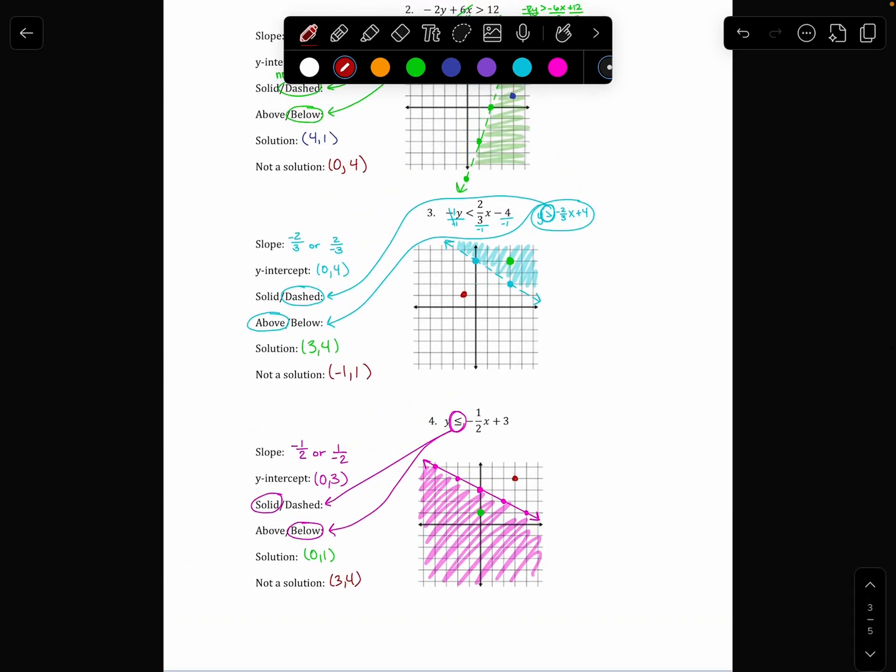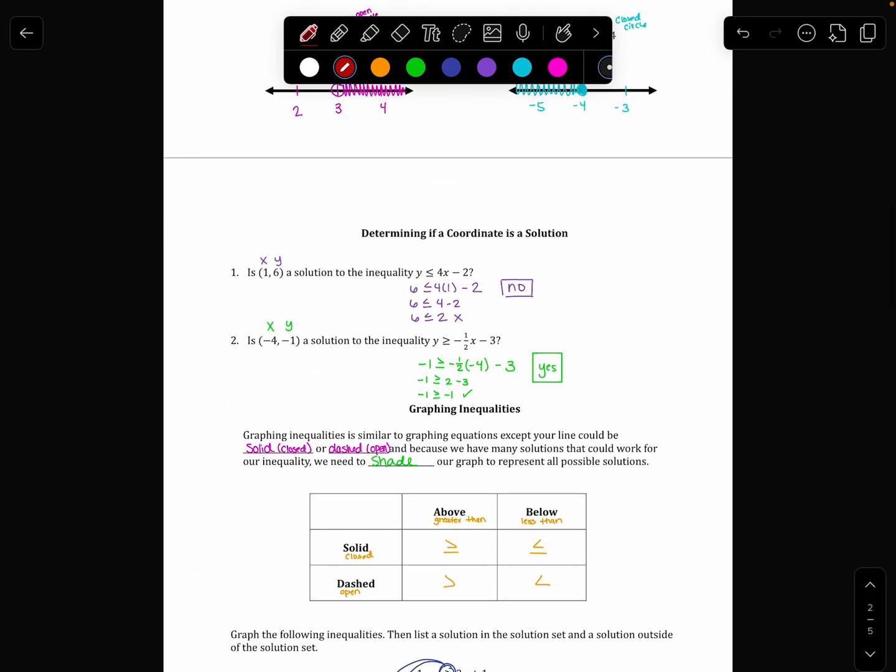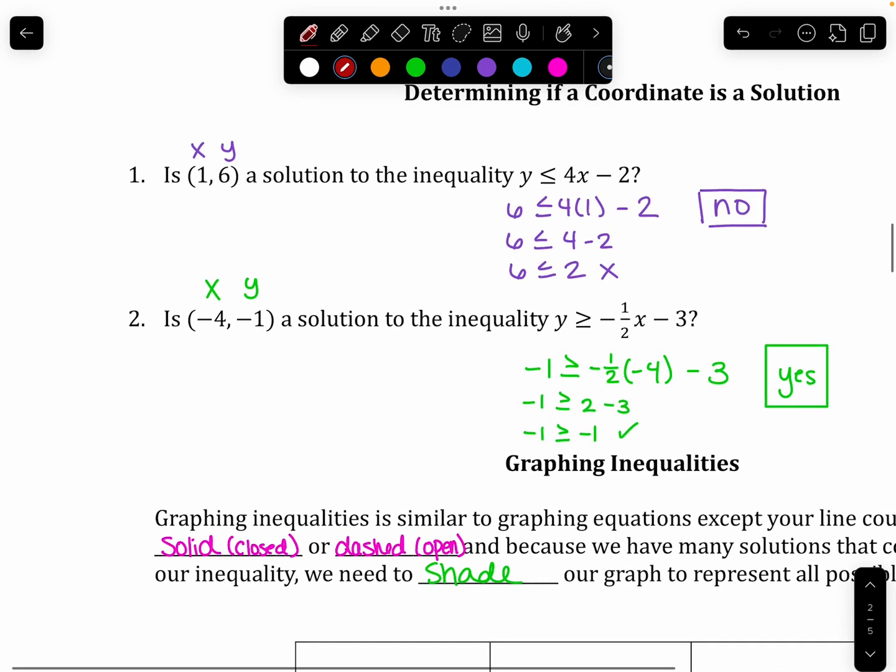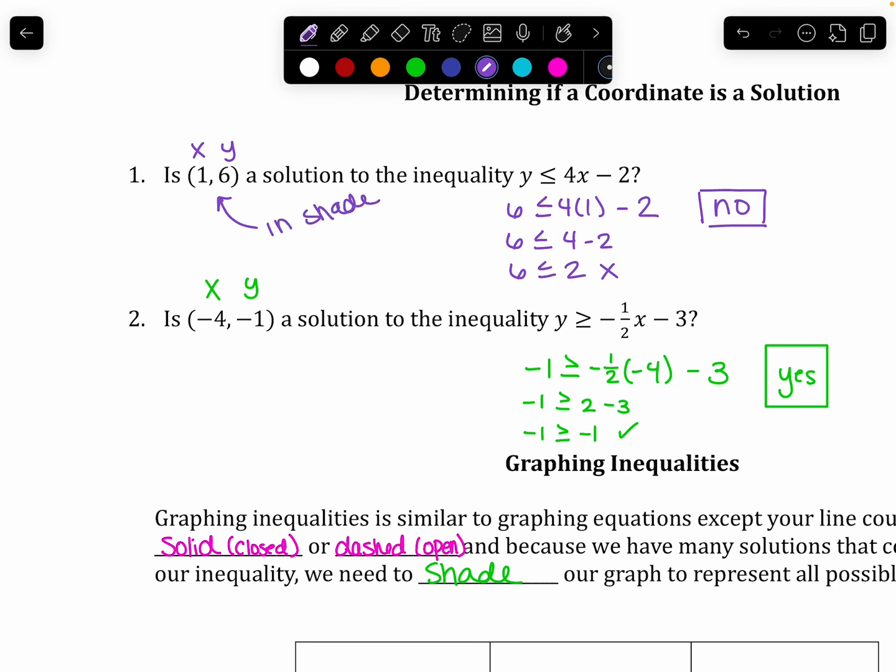Okay, before I get down to writing inequalities from a graph, I think it's important for me to go back up here and show you what it means to be a solution and not a solution in terms of a graph. We actually talked about things being a solution or not being a solution when I plugged those things in up here. So basically what we're asking is, without graphing, would (1, 6), this thing right here, fall in the shaded portion of your graph?